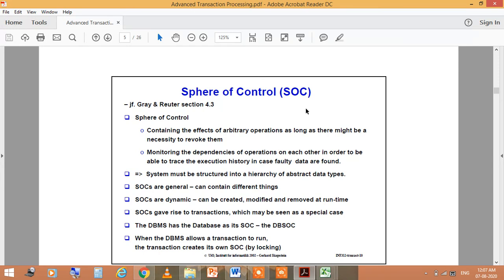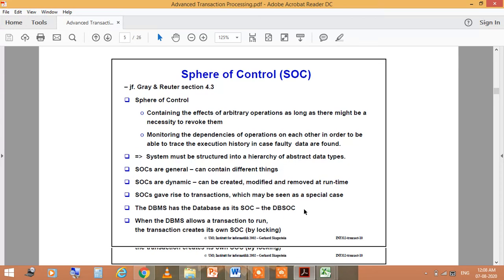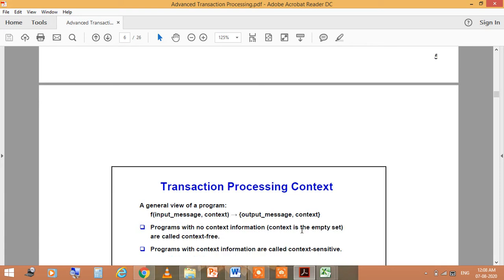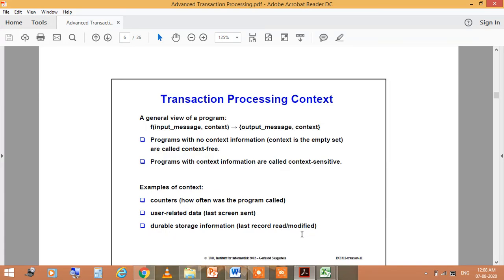If we are talking about the DBMS, it has the database as its SOC, that is sphere of control. So the DBSOC means database sphere of control. When the DBMS allows transactions to run, that transaction creates its own SOC by locking. Then, transaction processing.